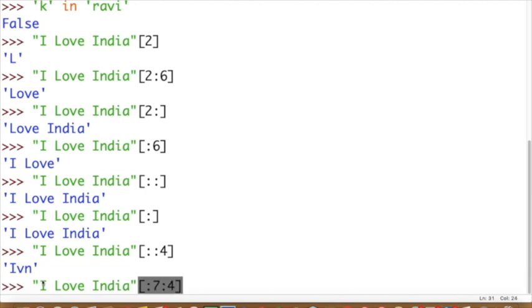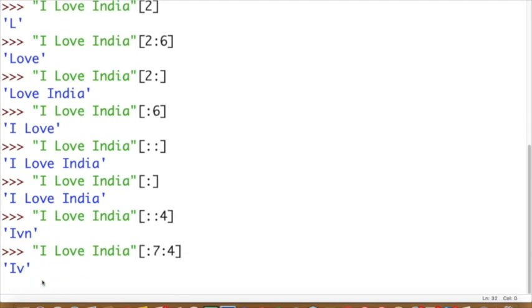Now let us go to the next example. Colon 7, colon 4. Let us see what happens when we execute this statement. Here we have not passed the starting index, just the end and the jump. The end index is 7. The starting index, since not passed, will start from the first letter I. So starting from the first letter I, we have to go up to the sixth index. Since the end is 7, it will give you I and V. Now the jump is of 4.